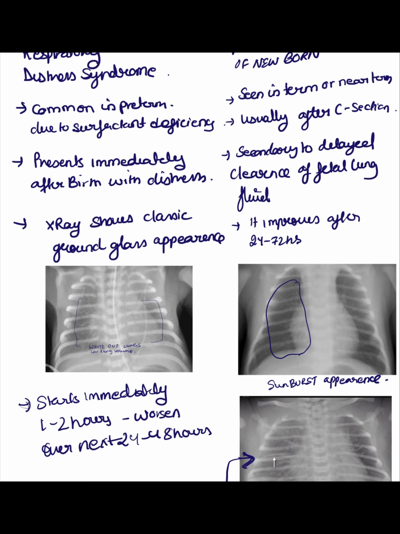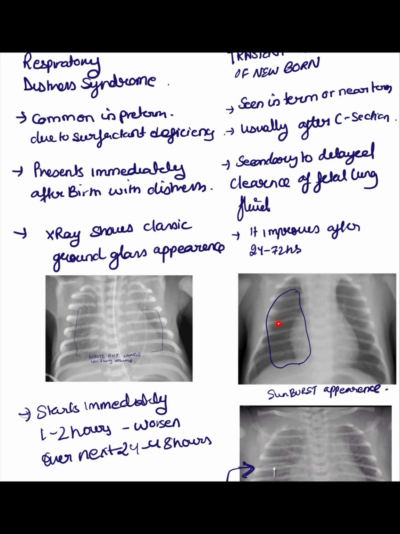The point I mentioned here in RDS is that it worsens within 24 to 48 hours, whereas transient tachypnea improves in 24 to 72 hours. The reason being that whatever fluid was there in the lung gets eventually cleared out.